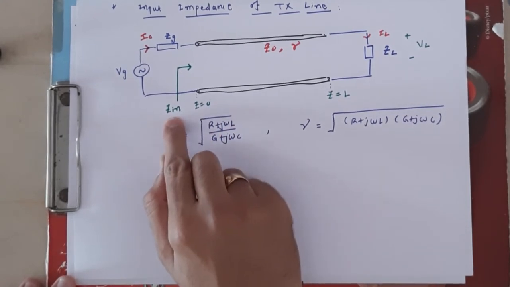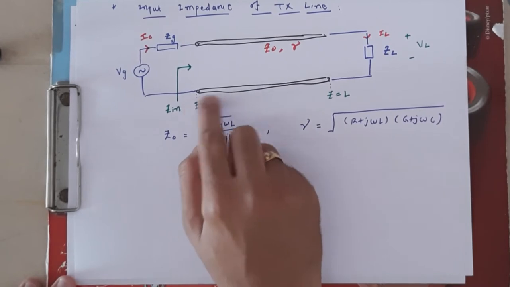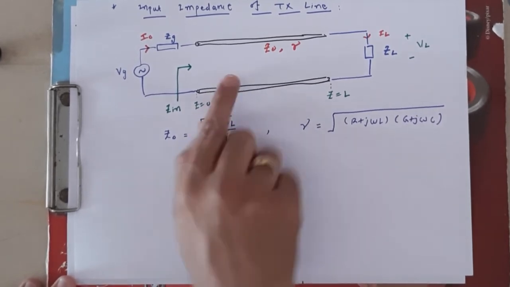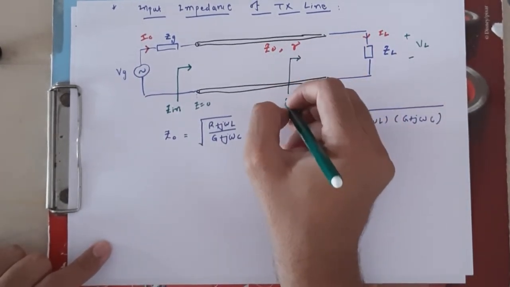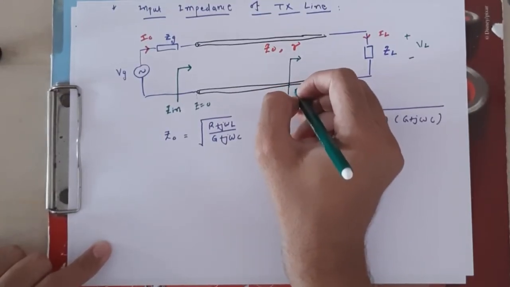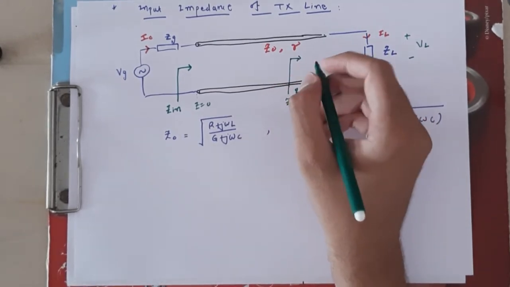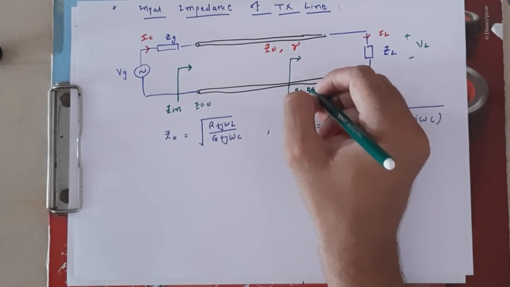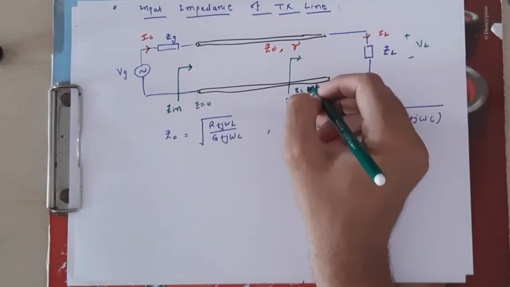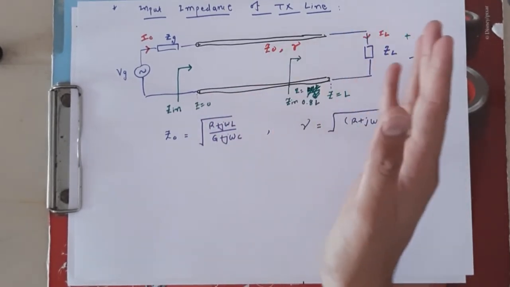But what is Zin? Zin is the input impedance that we have to see at each and every point. Here I have to draw this line. That means I have to measure the impedance at the Z equals 0 point, and see the input impedance. Suppose this point is more than half, so it is 0.8 times L, or 8L by 10. At each and every point you can measure the input impedance of the transmission line.